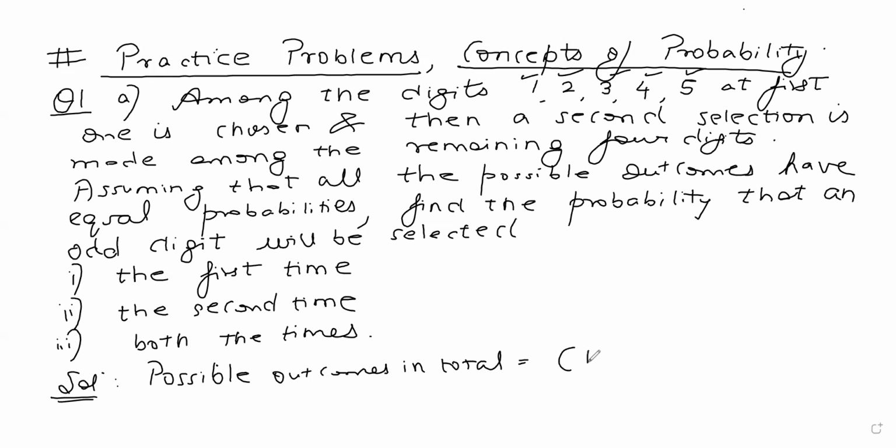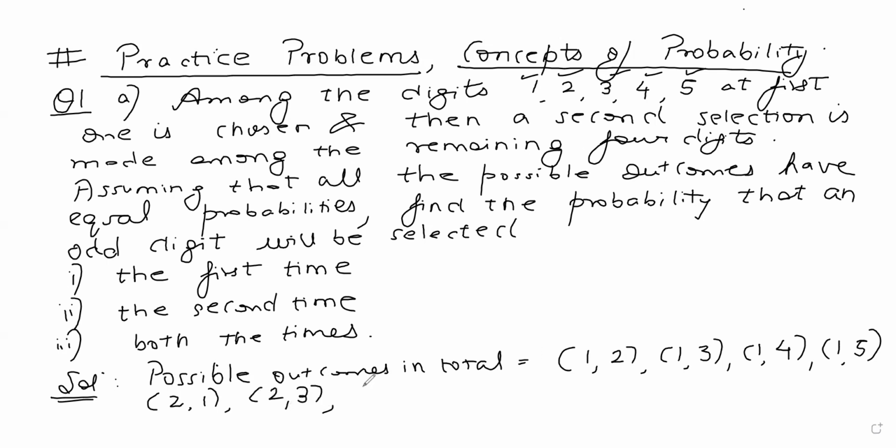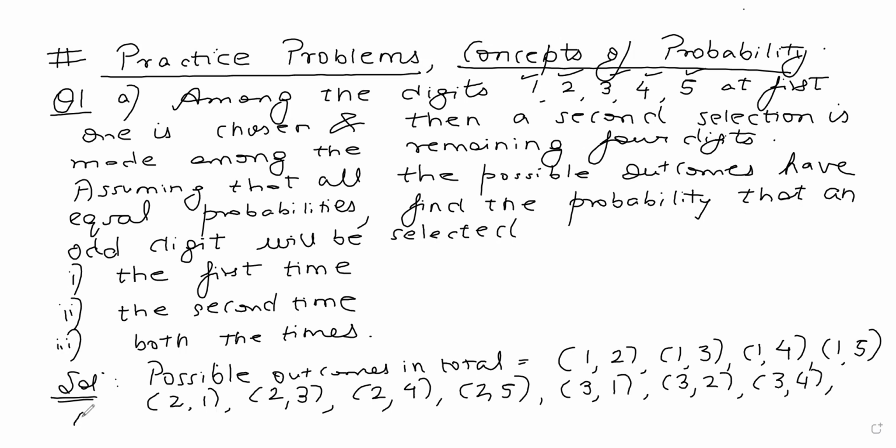If I select 1, the second digit can be 2, or 3, or 4, or 5. Similarly, with 2 the second digit can be 1, 3, 4, or 5. Similarly, with 3 the second digit can be 1, 2, 4, or 5.